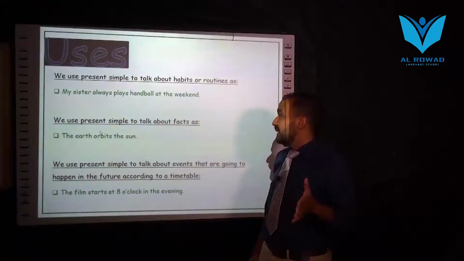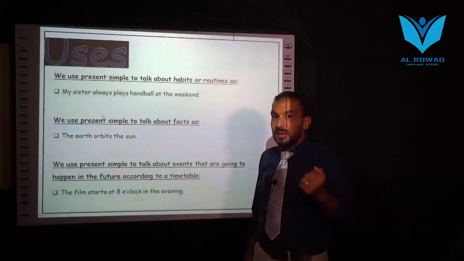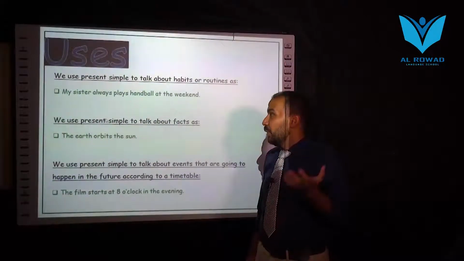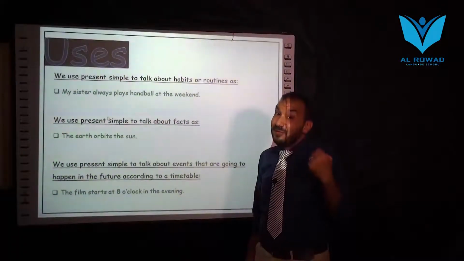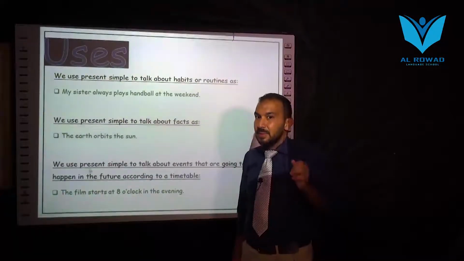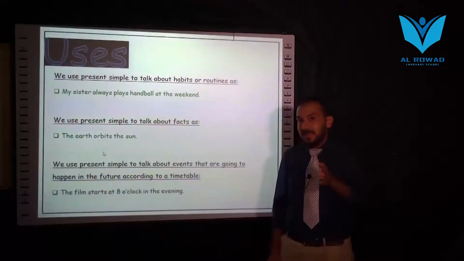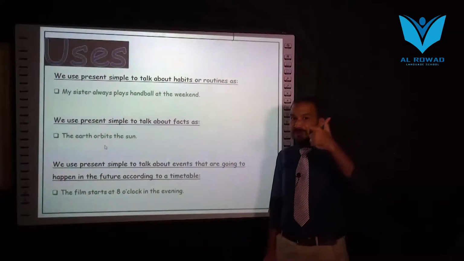We use present simple also to talk about facts. Like when I say, the earth orbits the sun. This is a fact. I can't change it. So I use present simple to express habits and facts.